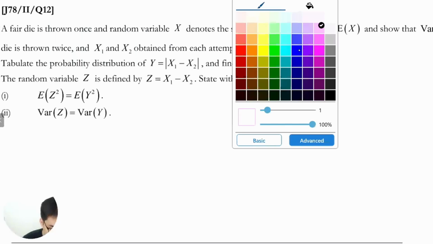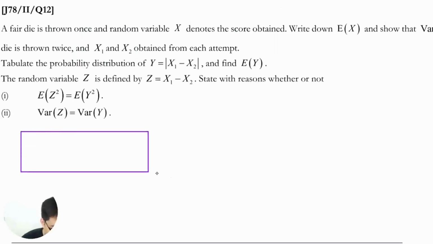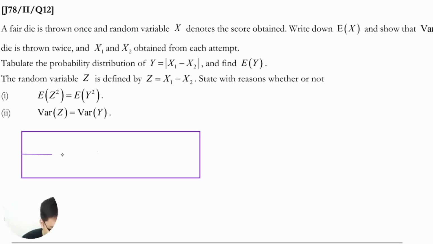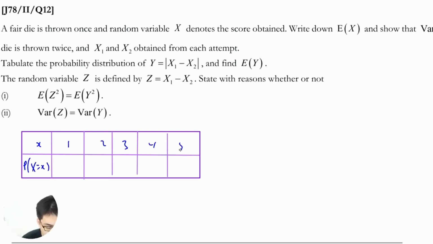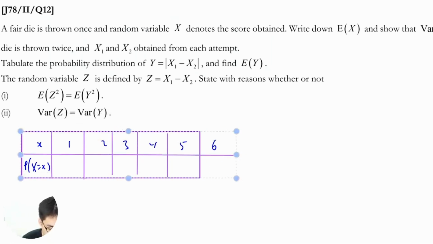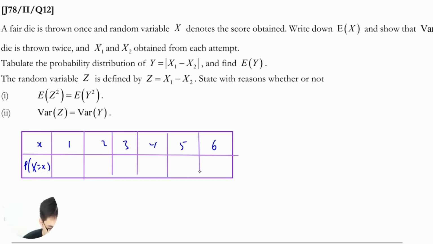A fair die, quite fast, right? Just the first one is like that. 1, 2, 3, 4, 5, 6. Then what you need is just x, because this is fair. Very fair one. 2, 3, 4, 5, 6. Then that's about it. You just have 1 to 6 throughout.